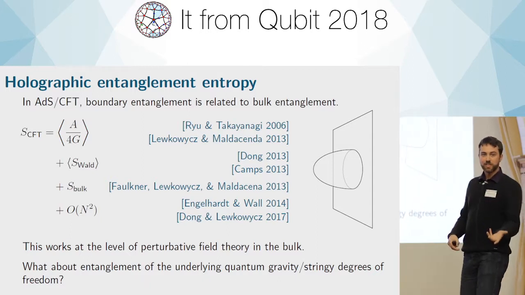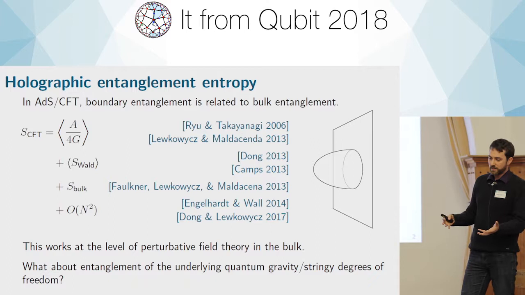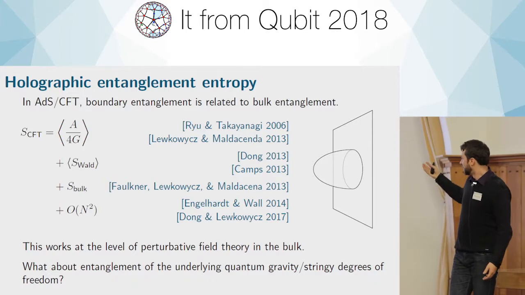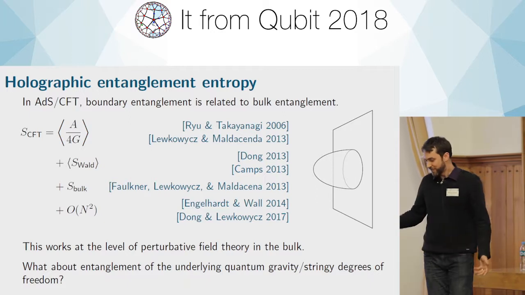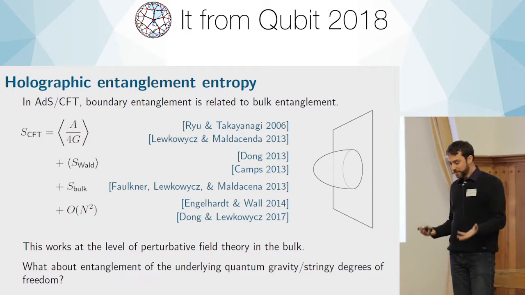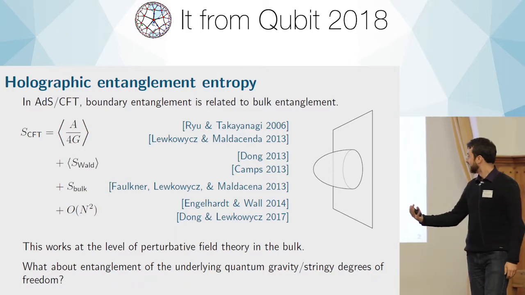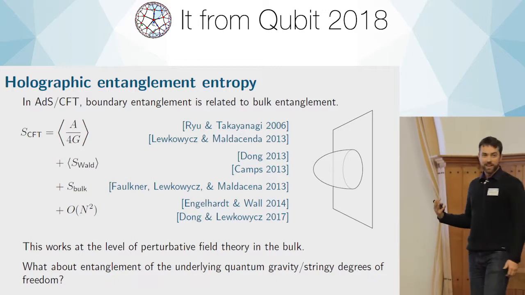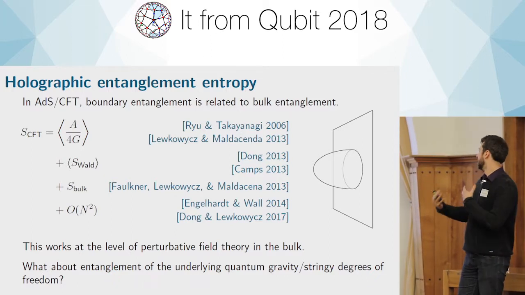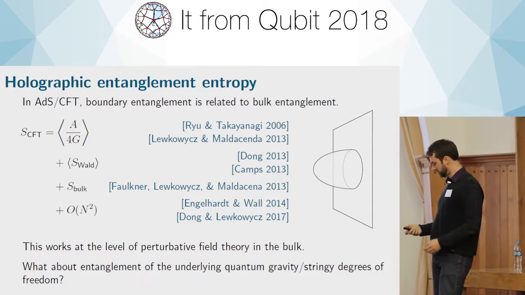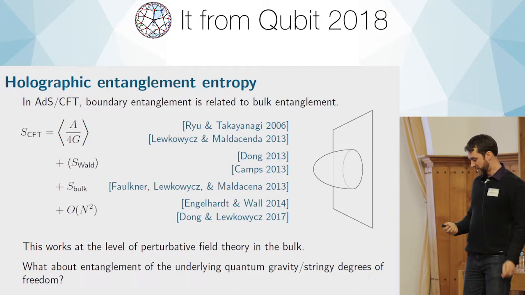But of course, the limitation is that this is all done within a limit or an approximation where the bulk is still just a field theory. It's still just this perturbative thing. And what we'd really like to understand is to go deeper and understand something about the information theoretic structure of the underlying quantum gravity degrees of freedom, or the stringy degrees of freedom that are supposed to be making up the space-time. I should mention, please feel free to interrupt me at any time.